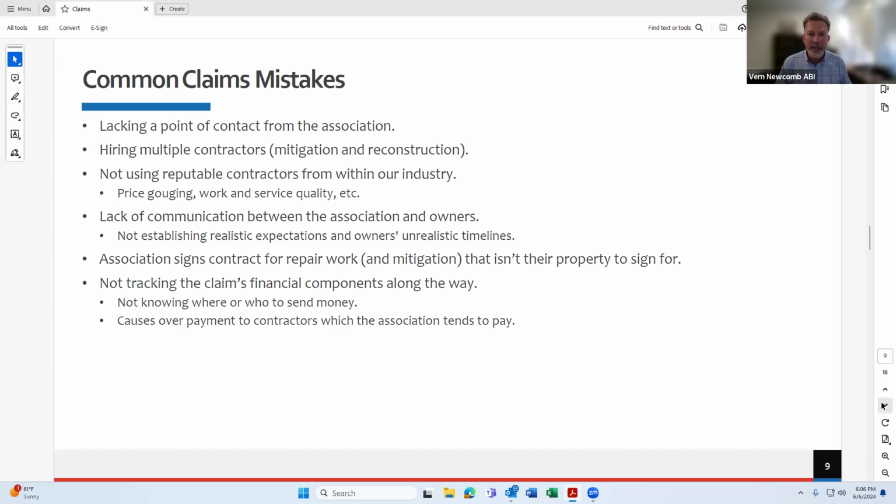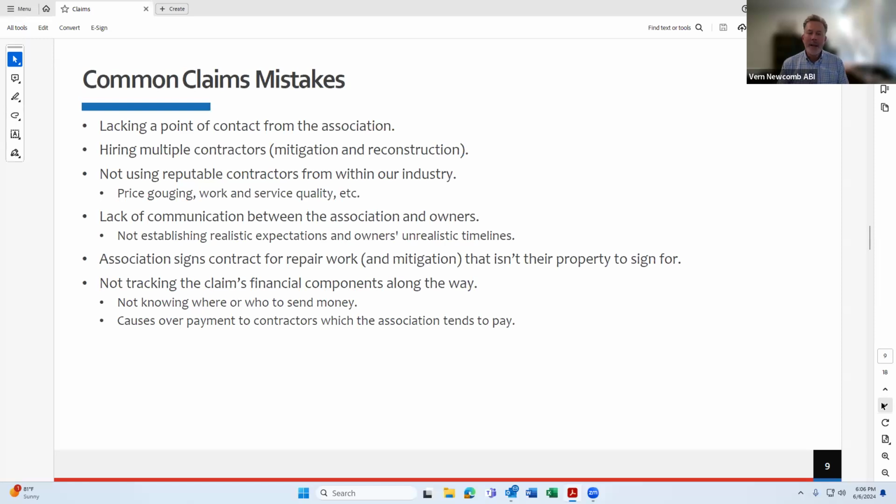Sometimes the claim is completed. And then we get a call, oh, we've had a claim. Here's the bill from the contractor, if you can believe that. That gets very challenging for the carrier to really determine what the damage was. Lack of communication between the association and owners. Again, that's that contact person, point of contact.